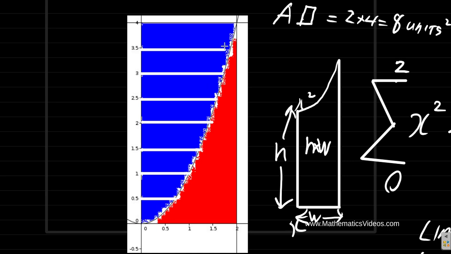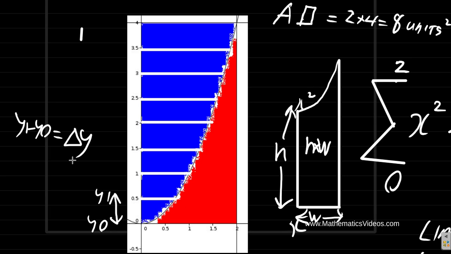So if we do that, what we have as the height of the rectangles. Let's call them, let's say this is y0, y1, and so on. So this is the height. y1 minus y0 equal, instead of delta x now, since it's on the y-axis, it's delta y. Alright? So this is delta y.